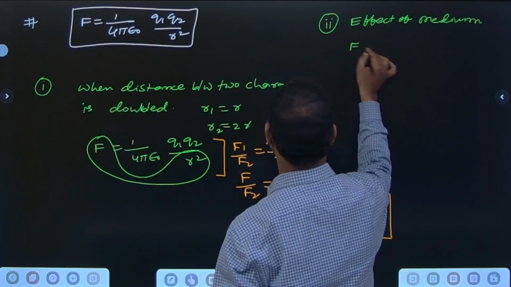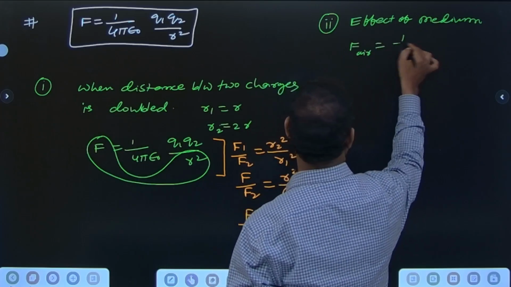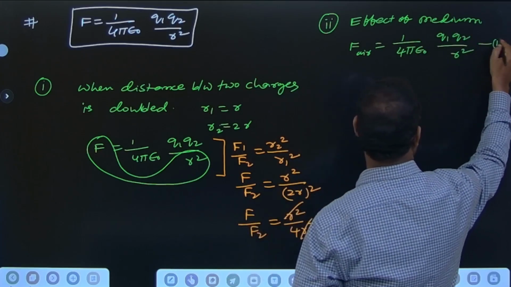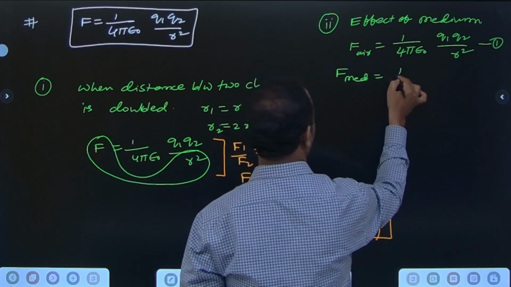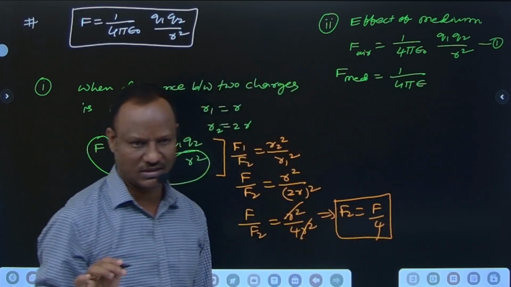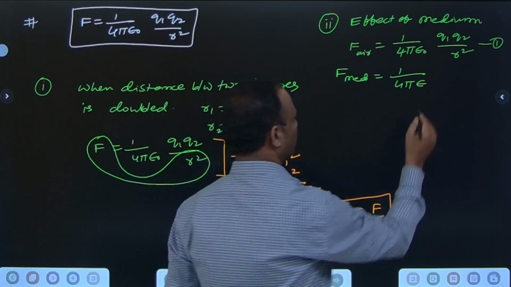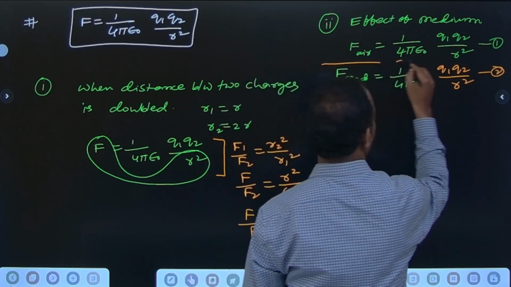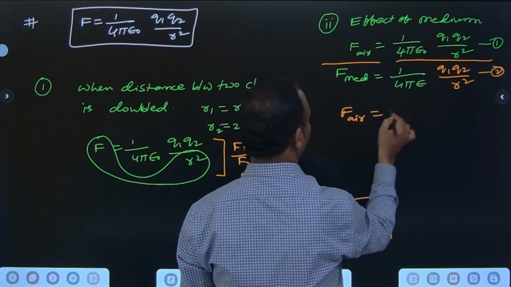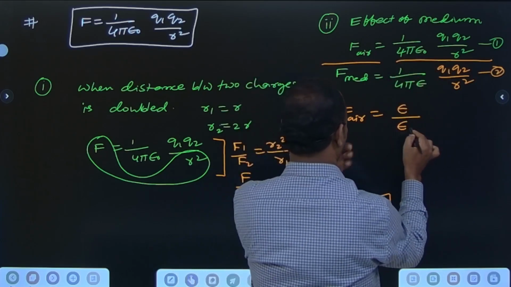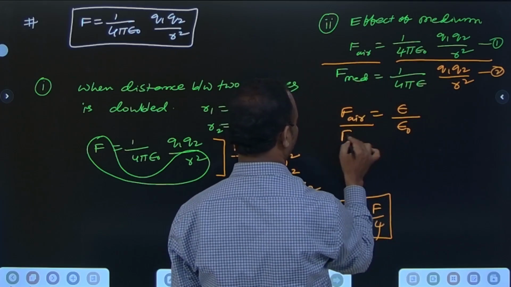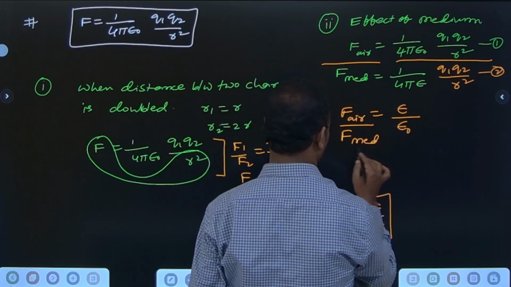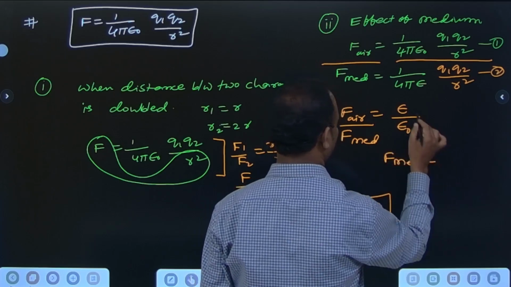So for example, F in the air is equal to 1 by 4 pi epsilon naught q1 q2 by R square, which is my first relation. In the medium, it's 1 by 4 pi epsilon, not epsilon naught, but epsilon, the permittivity of the medium, into q1 q2 by R square, which is my second situation. Now from this, F air by F medium, these two will be cancelled, becomes epsilon by epsilon naught. Correct? So F medium is equal to, do you know epsilon by epsilon naught?